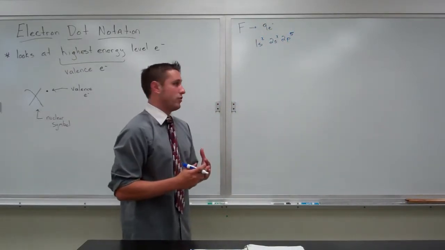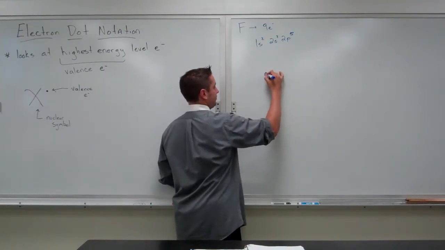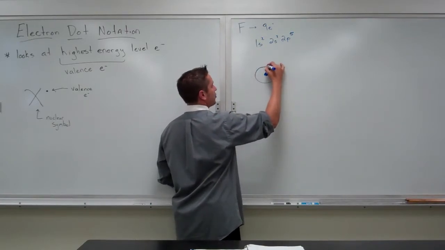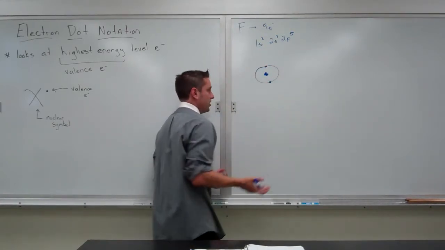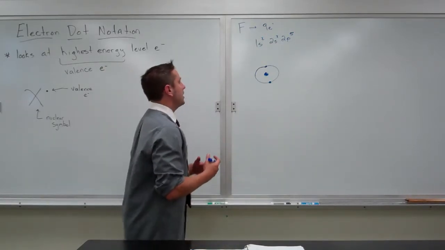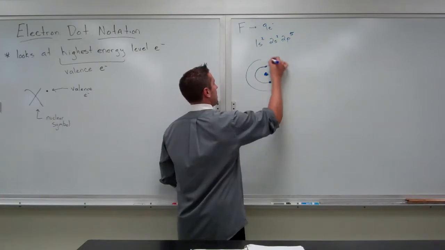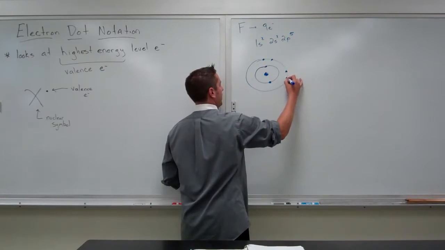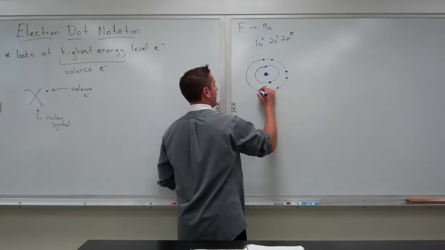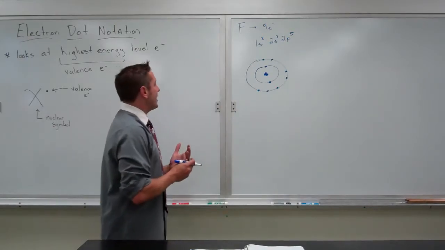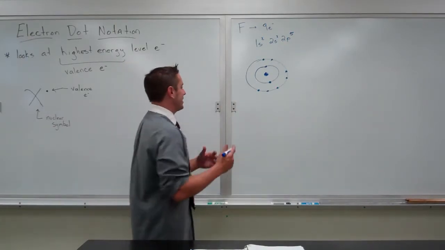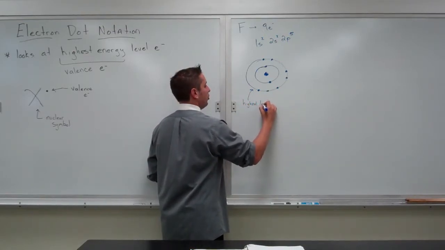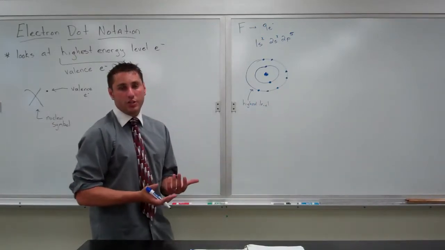If I were to draw a picture of this, I would have my nucleus. In my first energy level, I would have 2 electrons in an s orbital. Right? So they would be in a sphere area around the nucleus. In my second energy level, I would have 2 electrons in an s orbital and 5 in a p. If I want to look at valence electrons, I have to look at the highest level. Now, the good news is you don't have to draw a picture to figure this out.